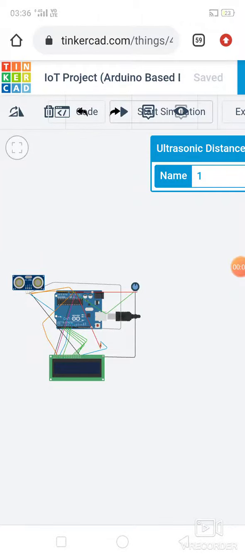Hello, in this video I am going to explain an IoT based project where I am going to use Arduino Uno to measure a distance between two objects. So I am using here an Arduino Uno, an ultrasound sensor and a 16x2 LCD display.